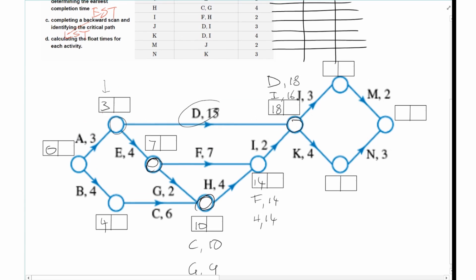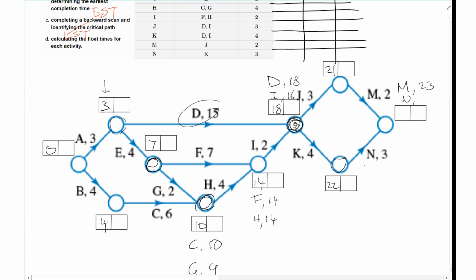Now coming into this activity up here, 18 plus 3 gives me 21. So that means coming into our final part, I've got M, whoops, that's not a good M, is it? Let's draw M and N. For M, I have 21 and 2, which gives me 23. For here, I've got 18 from there, plus the 4, which gives me 22.